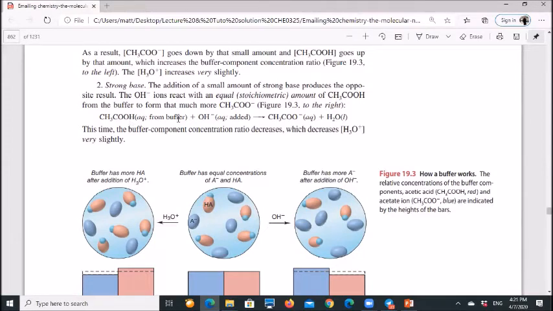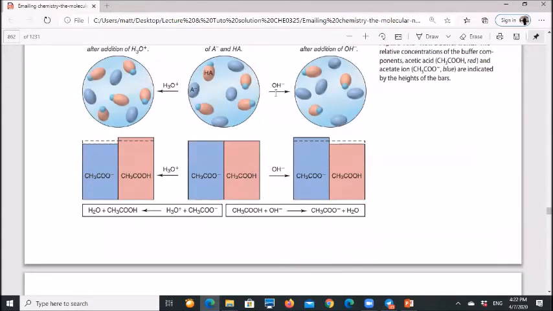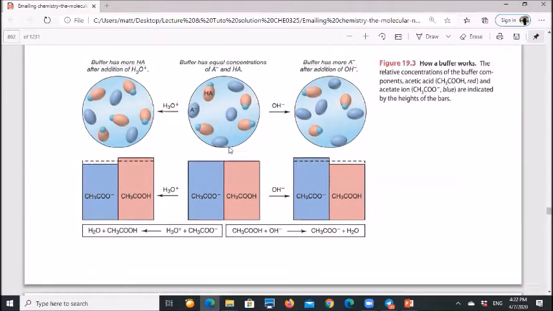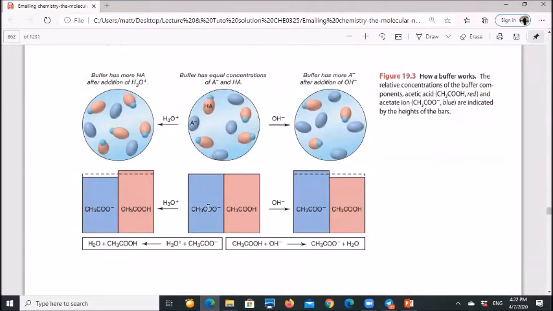So what happened? It produces acetate and H2O. In the reaction, sodium hydroxide reacts with the acetic acid and produces sodium acetate. So the concentration of acetate ion increases, and the concentration of the acetic acid decreases, when we add sodium hydroxide into the buffer, which initially had equal concentrations.